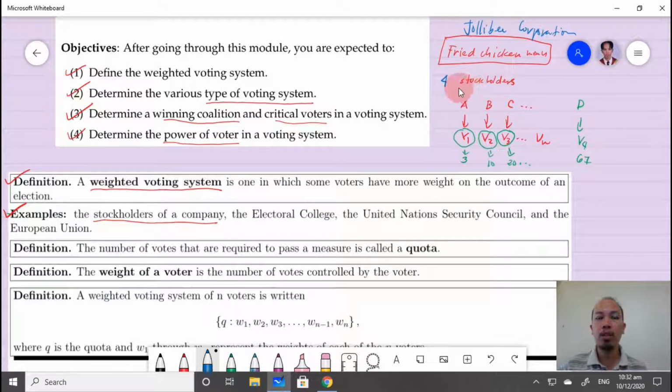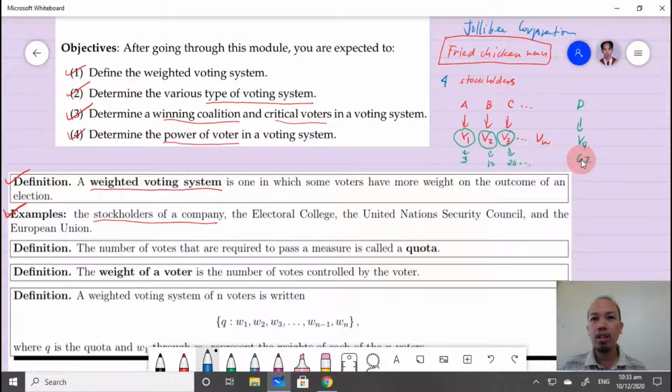Let's say there are 4 stockholders. This means that voters A, B, C, and D are the owners of this corporation, and they want to try another menu, this fried chicken menu, where it was cooked in the volcano. They want to introduce this menu. Stockholder A has 3 shares, B has 10 shares, C has 20 shares, but D has 67 shares.